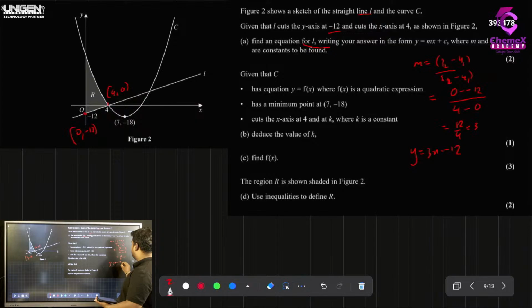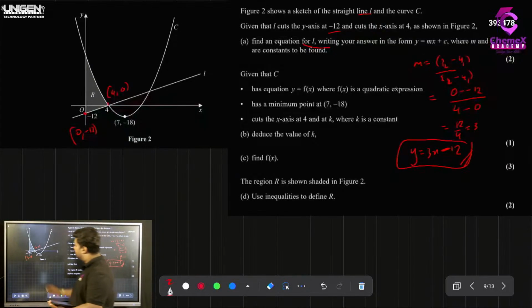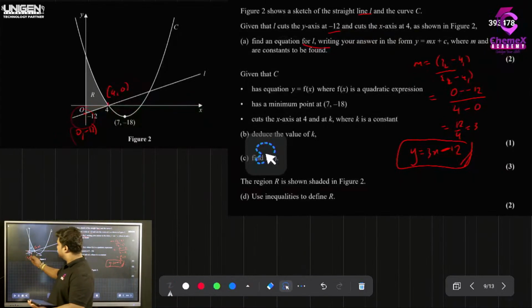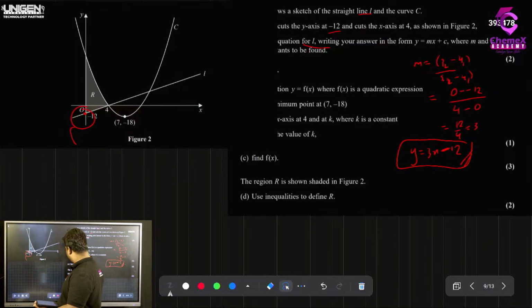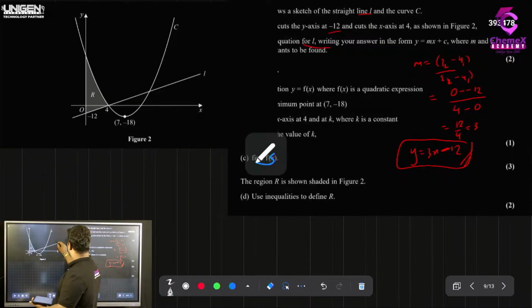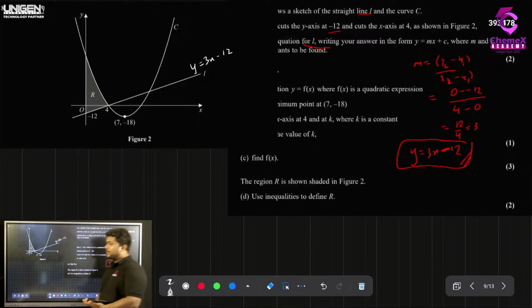Now I'm going to write at once minus 12. Why? What's the reason I wrote c as minus 12? Because the line cuts the y-axis at minus 12. Got it or not? Got it why I wrote the L equation like that? So the L equation is y equals 3x minus 12. Okay. If you have questions, you can ask. Alright. After that is the next part.